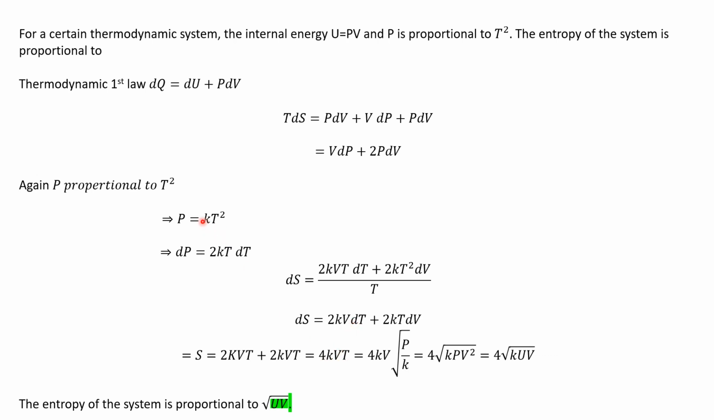And again we know that P is equal to KT square, so from here we can write T will be equal to root over of P by K, so S is equal to 4KV root over of P by K, and when we bring this K value in the root over, we can get it as 4 root K P V square. We know that PV is equal to U from the question, so we can write it as 4 root over of KUV. So the entropy of the system is proportional to root over of UV.